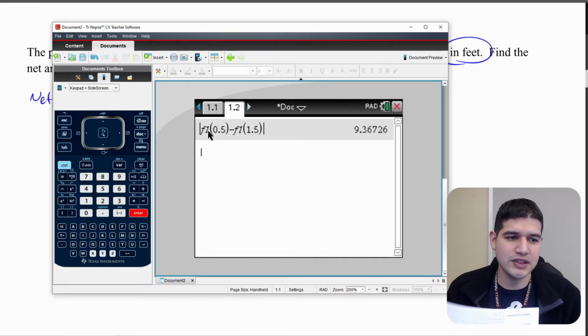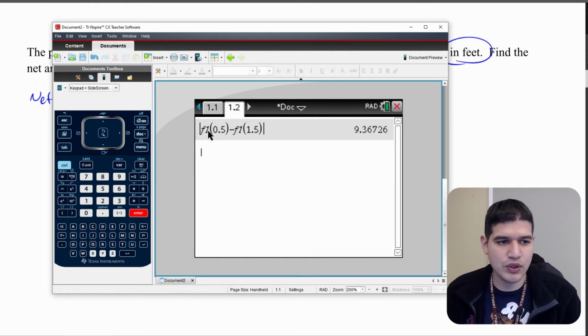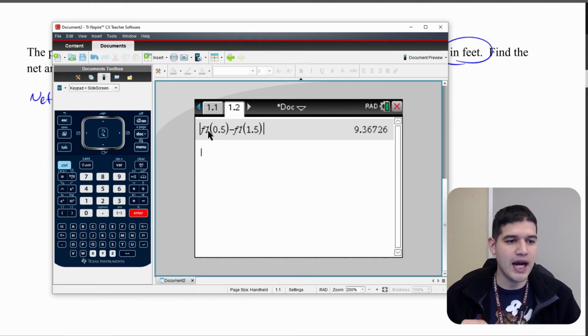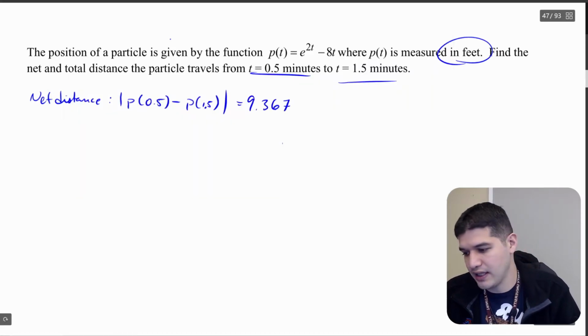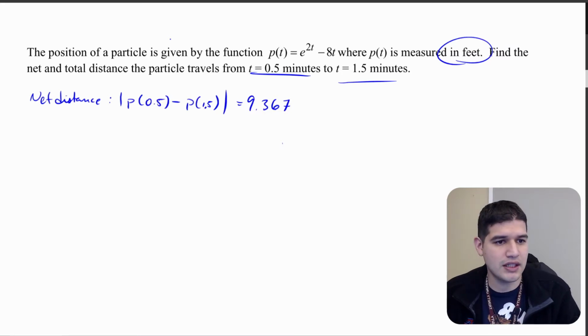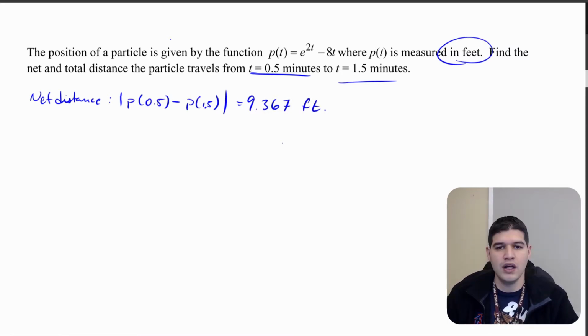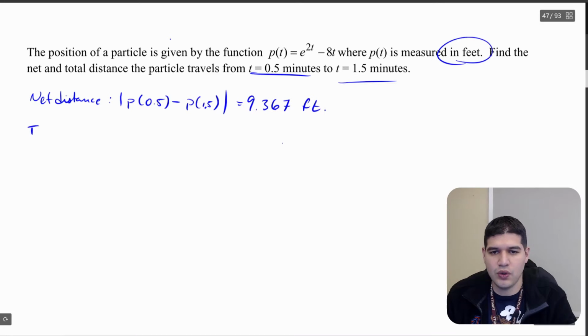Again, try to always go to 4 decimal places if you can, 3 at a minimum. We know this comes out to be 9.367. And what are our units of measure? That's going to be feet. All right, so now we want to find the total distance.